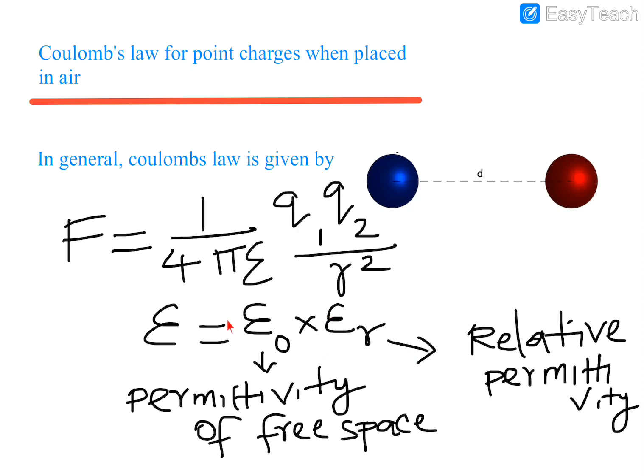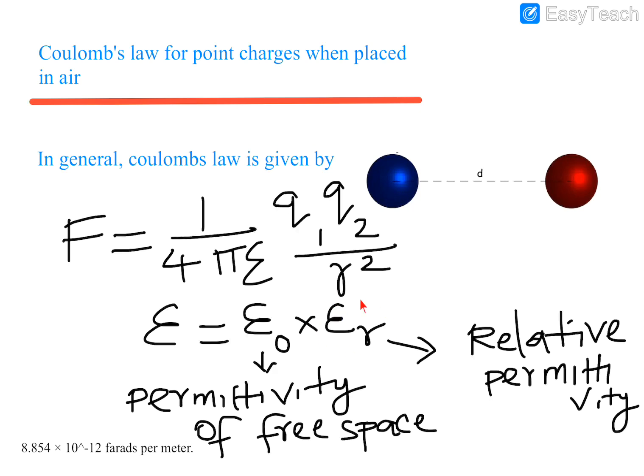That is why, depending upon the medium, this epsilon is changing, because in all the media epsilon r is different, but epsilon 0 is a constant in all the media, and the value of epsilon 0 is given by 8.854 into 10 raised to minus 12 farads per meter. This is the value of epsilon 0. It is a constant for any medium, but epsilon r is not a constant. Depending upon the medium, the value of epsilon r will change.